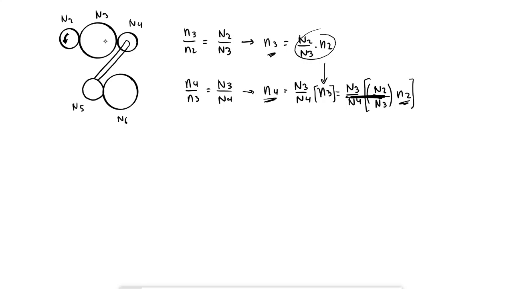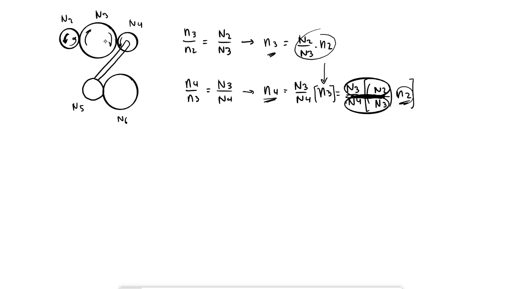So here we have that 3 is driving 4, and 2 is driving 3. So here we have the driving gears, and here on the bottom we have the driven gears. But it can be the opposite if you just write N2 in terms of N4. It's not necessarily like that.